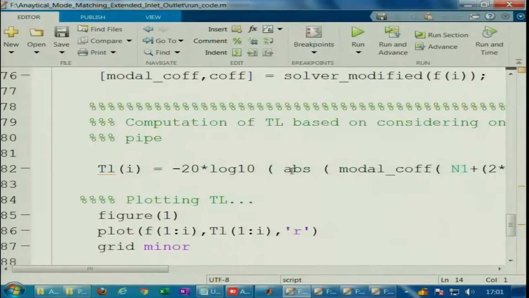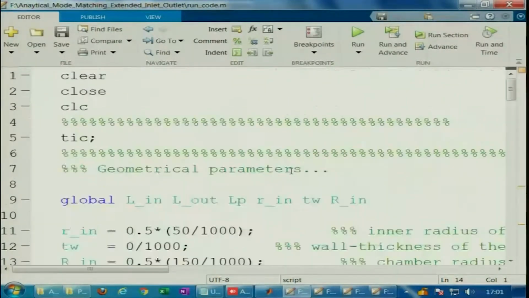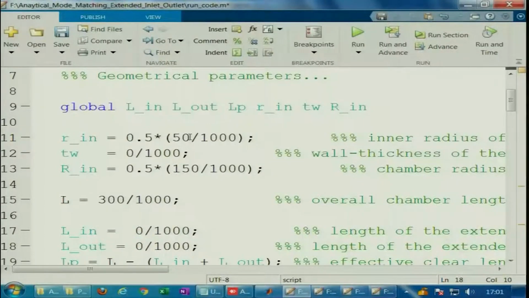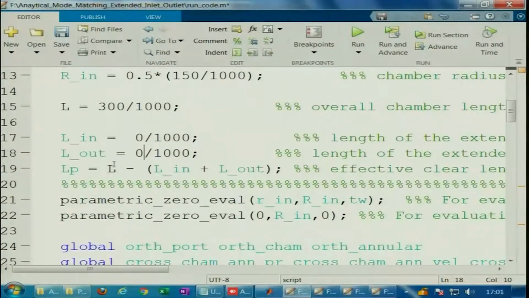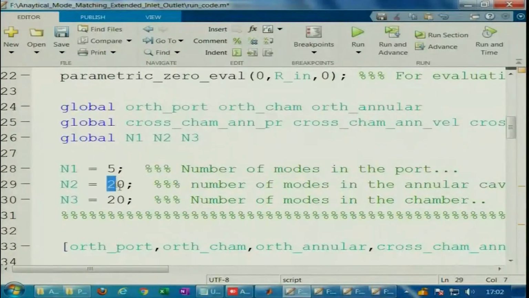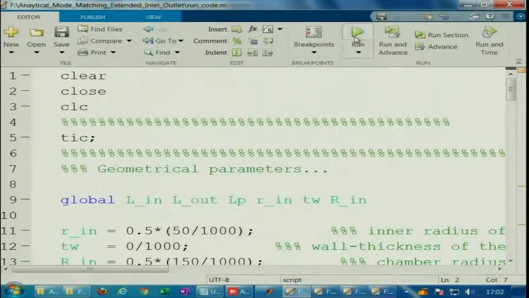So, what we can now do is run this file for particular parameters. Let us begin with 0 extensions and see what we get. This is the radius of the inlet pipe, 25 mm, and this is the radius of the chamber, 75 mm, that is 150 mm diameter. No extensions are considered, and instead of considering 20 modes, let us consider only 10 modes, to make it a bit quicker, and run the code.